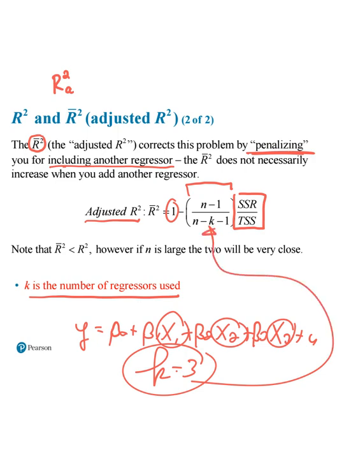Now what we see is as k increases, as we have more and more regressors, we know that SSR will go down.